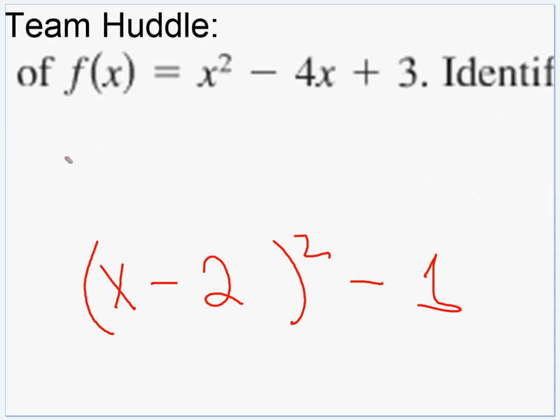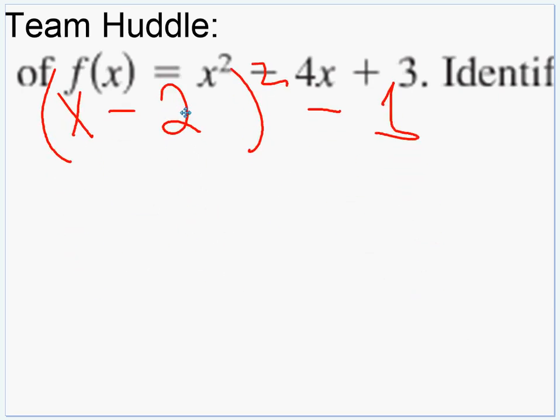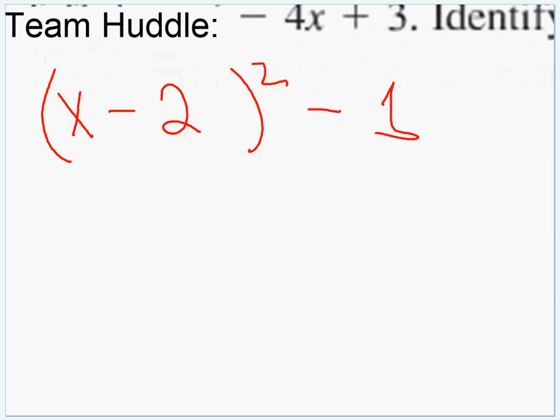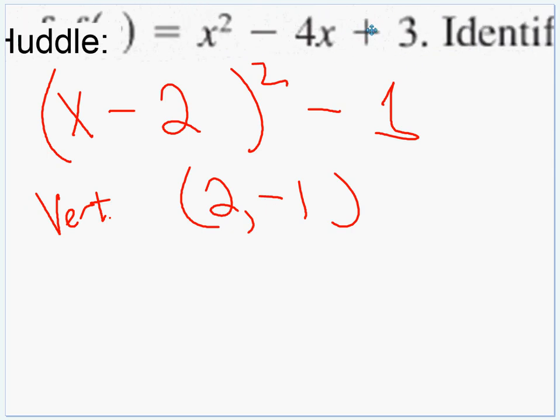So here is our parabola in standard form. Now it's real easy to pull out the vertex. Vertex will be, switch the sign here, positive 2, comma, this one stays the same, minus 1. So we found the vertex. Now let's get the x-intercepts. They also did ask for those.